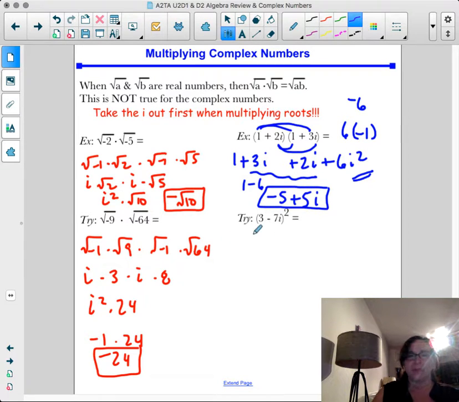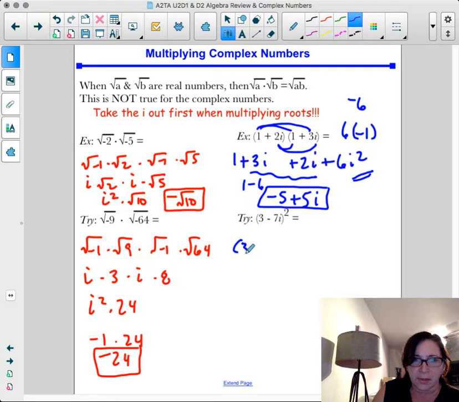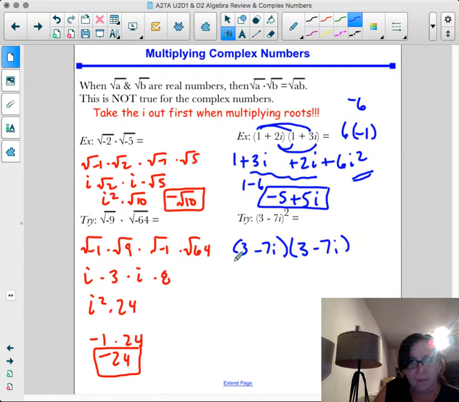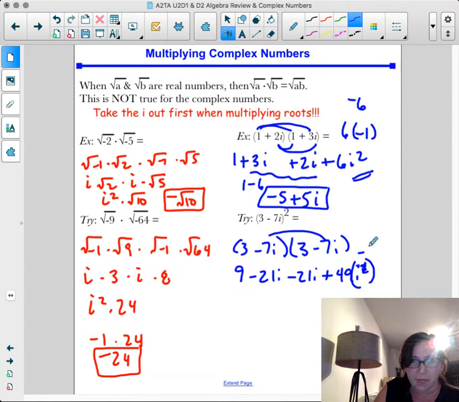Okay, and then this one down here is going to be 3 minus 7i times 3 minus 7i, which makes 9 minus 21i, another minus 21i, and then we have a plus when we multiply these two terms together, 49i squared. Now again, i squared is negative 1. So this is really negative 1. So we're saying 9 minus 49, which is negative 40, and then we have minus 42i.